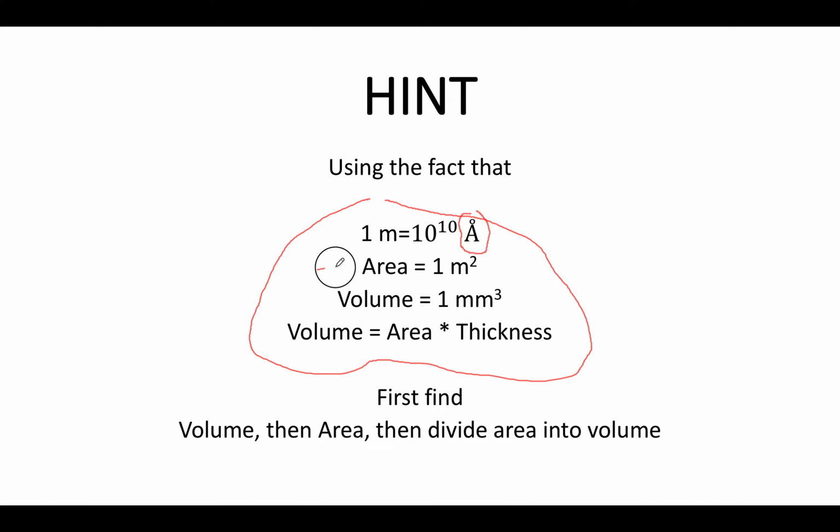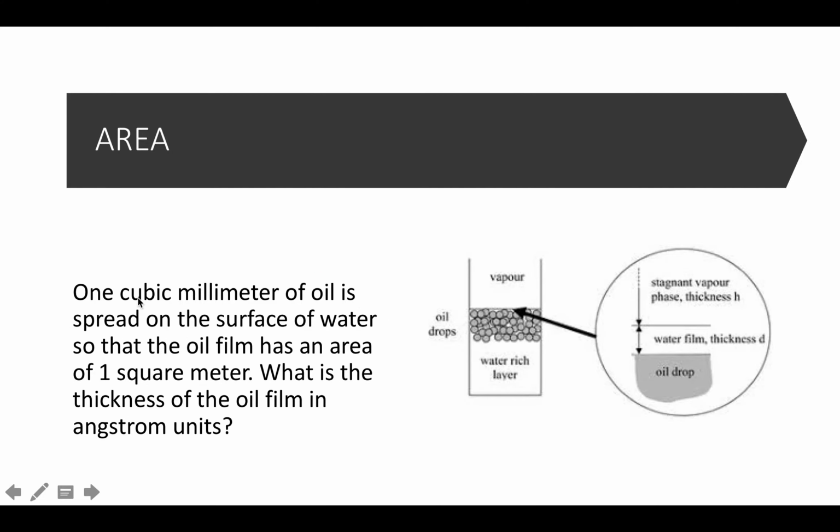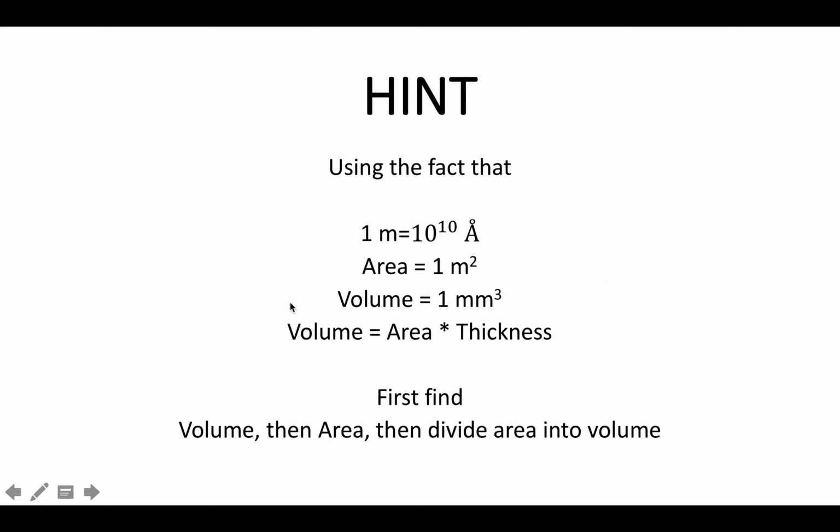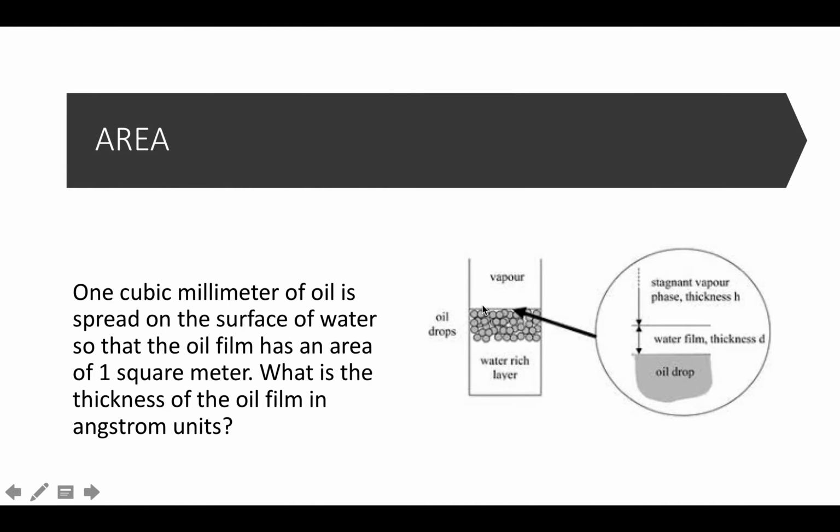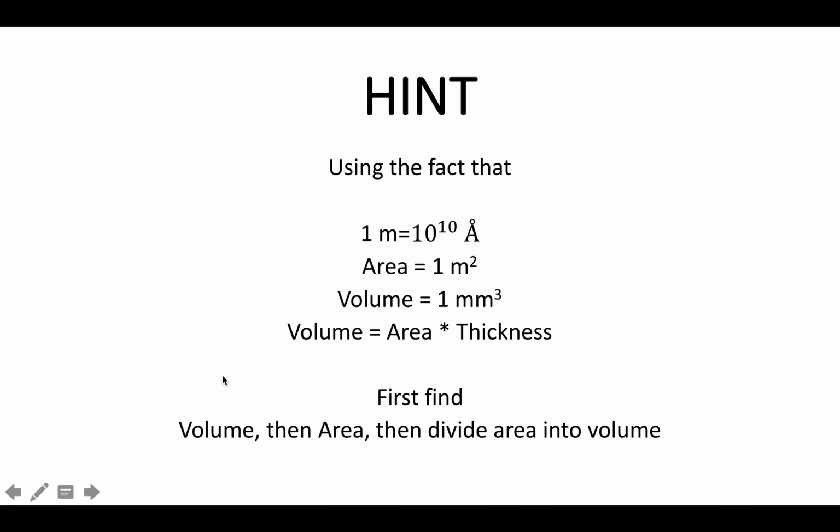Now, where am I getting this from? And where am I getting that? I'm getting it from the problem. If you go back to the problem, it says 1 cubic millimeter right here. And that's the same thing here, 1 cubic millimeter. Cubic meaning 3, millimeter. And then 1 square meter, that's the area. Now, volume equals area times thickness.